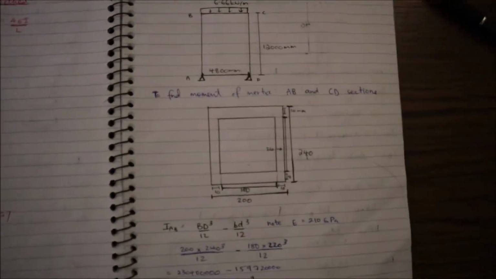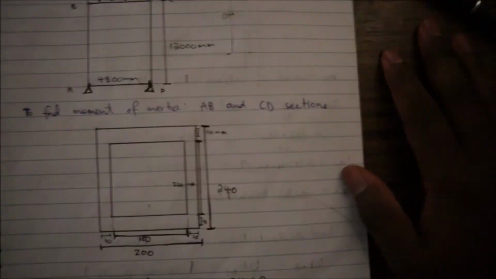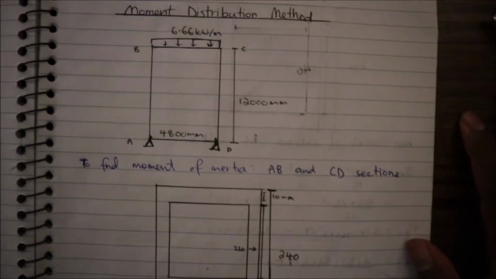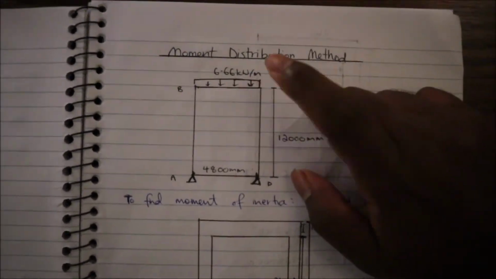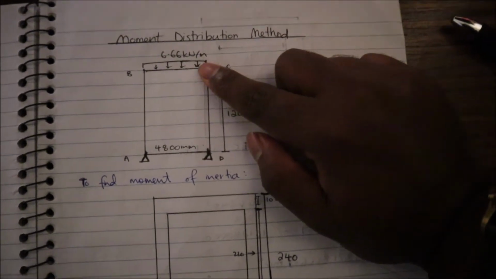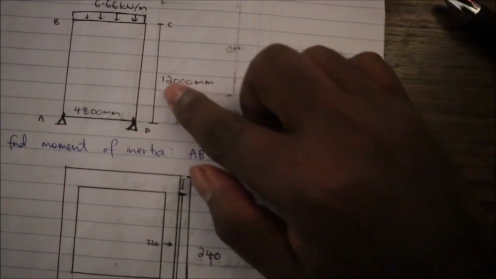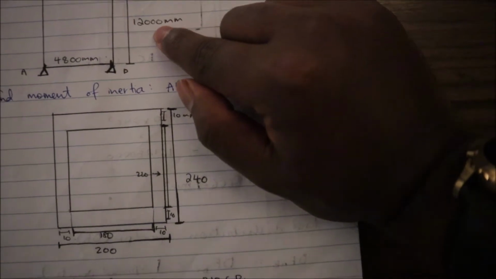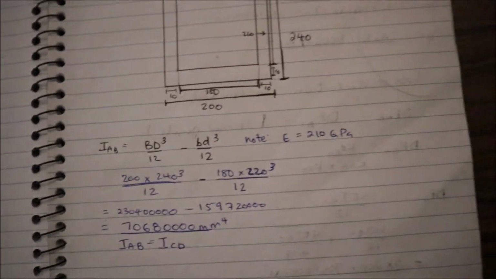Luckily for us, we were asked to use only the top load. The top load was 6.66 kilonewton per meter. This value was, I think, unique for everyone. Then I put my dimensions there, 12 meters and 4.8 meters.